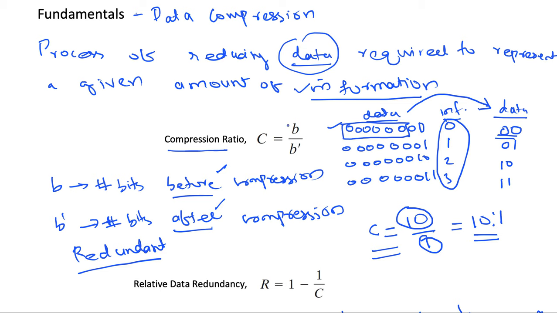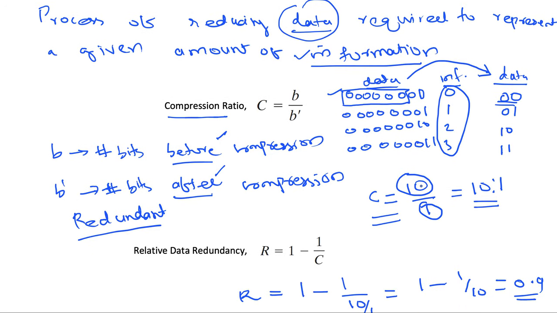To get the idea into perspective, you can use B as the number of bits before compression and B dash as the number of bits after compression. So if I say C is equal to 10 is to 1, then you have to understand that one bit is enough to store 10 bits that were used in a format before compression.